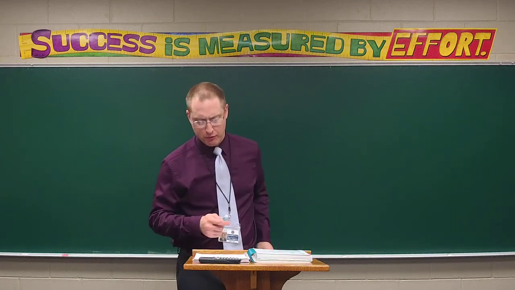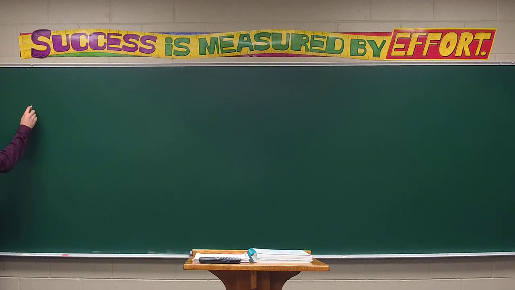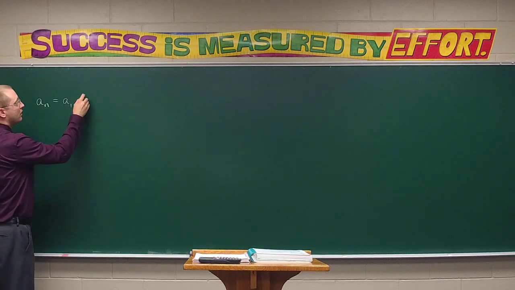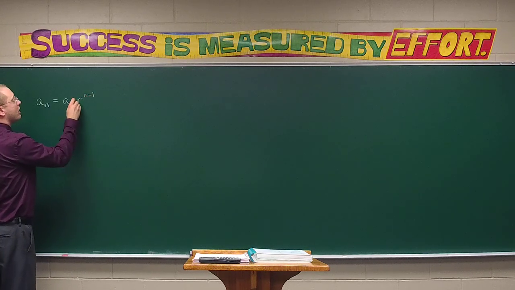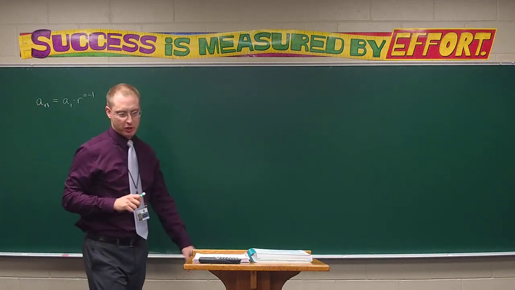What's that formula for the geometric sequence, Brandon? You're thinking series. We're not there yet. We're about to review that. Arithmetic or geometric sequence. Maddie, help. There we go. Okay, so a sub n equals a sub 1 times r to the n minus 1 is our formula for a geometric sequence.